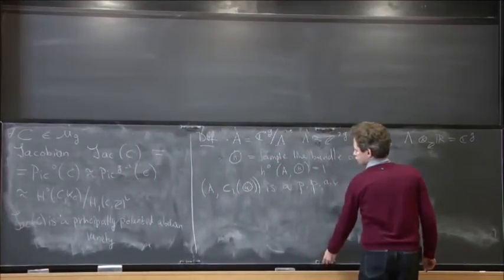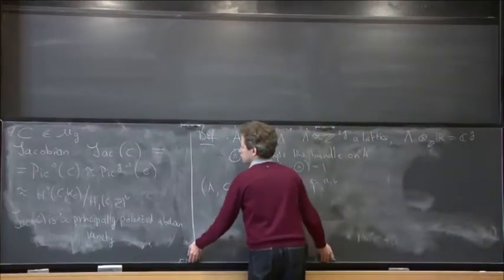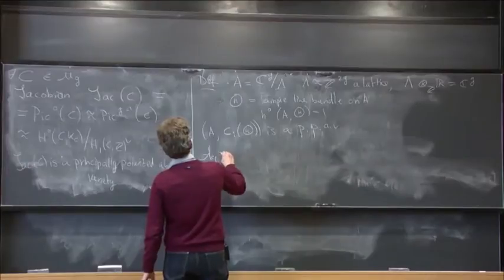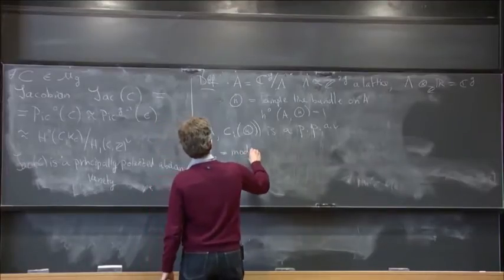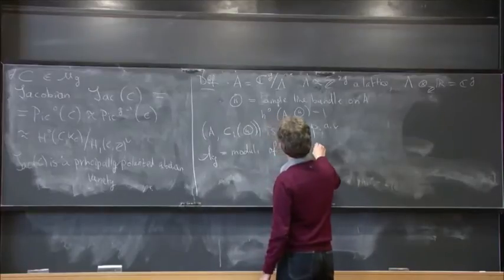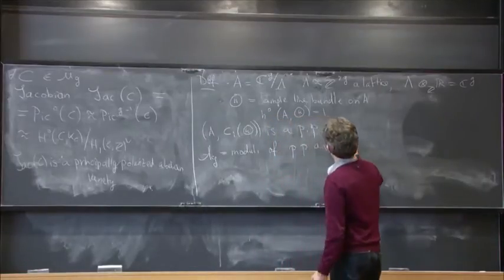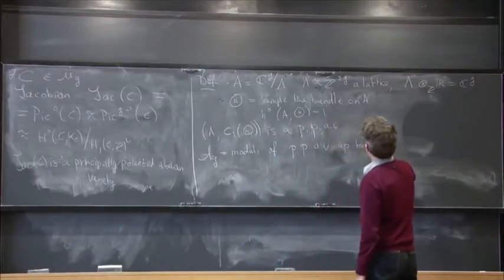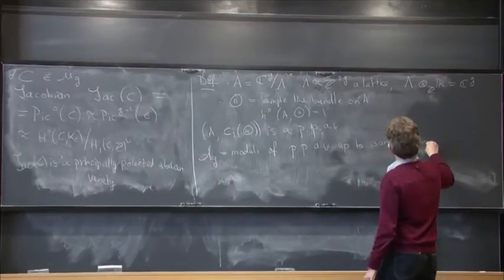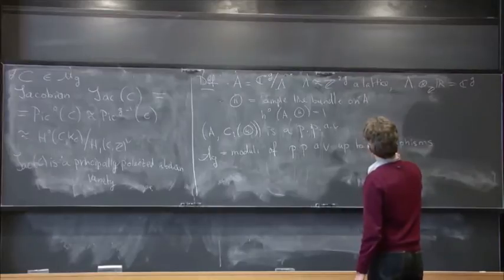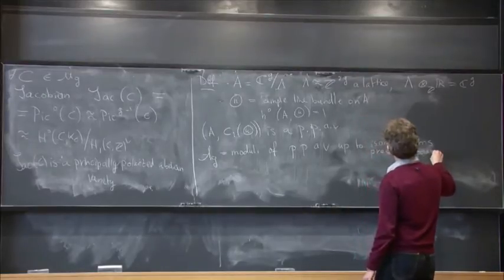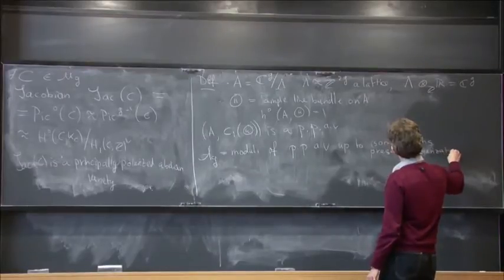It's up to you. And then, of course, you can consider the moduli of such objects. So A_g will be the moduli of principally polarized abelian varieties up to biholomorphisms, isomorphisms, preserving the polarization. Okay.